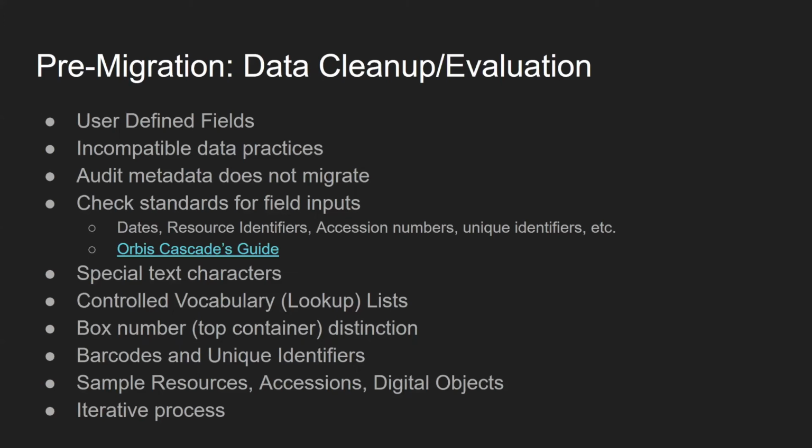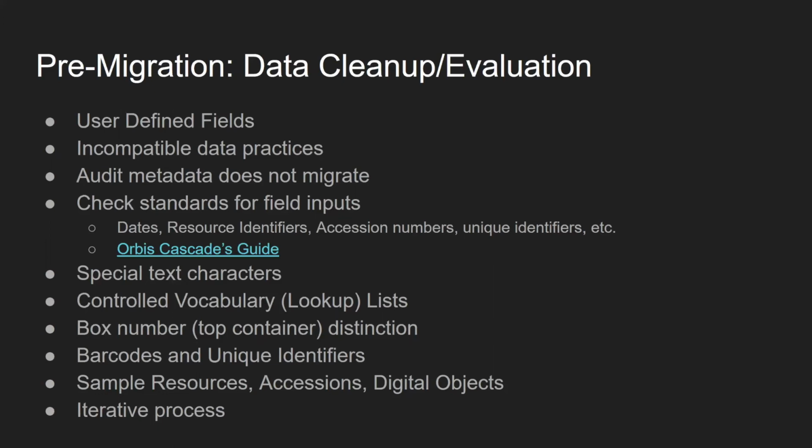If you are migrating multiple repositories into one instance of ArchivesSpace, if there are conflicting user-defined fields, you will need to resolve those. The field names will not migrate, so you will have to go in and modify your ArchivesSpace instance, which will apply to all repositories. Do you have any practices or rules that did not comply with Archivists Toolkit validation? If so, these may not be compatible with ArchivesSpace. Archivists Toolkit audit metadata does not migrate to ArchivesSpace, so keep this in mind as well.